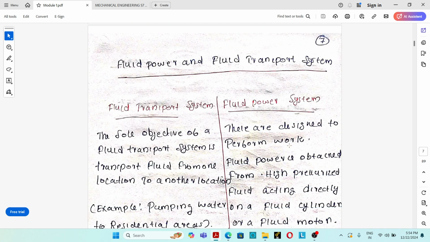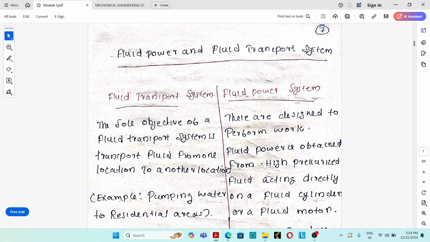Next is the fluid power system and the fluid transport system. What is the difference between a fluid power system and a fluid transport system? Both of them are different. So first of all, the fluid transport system. The sole objective of a fluid transport system is to transport fluid from one point to another point, or one location to another location. For example, pumping water to a residential area. Here, the objective is to transport the fluid from one location to another location. No power or work output is produced by utilizing that fluid.